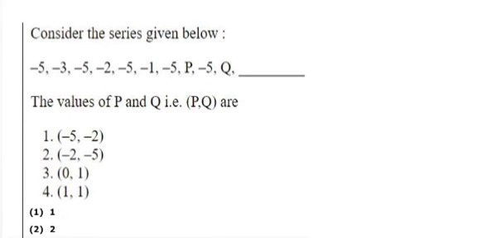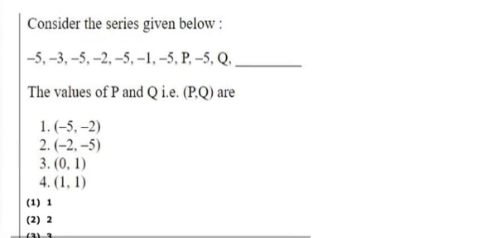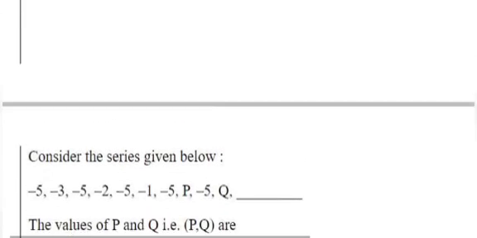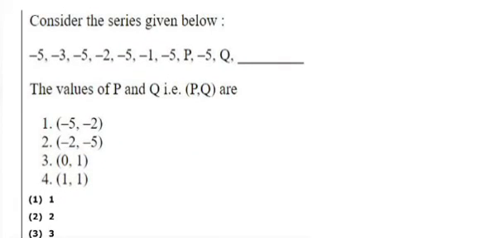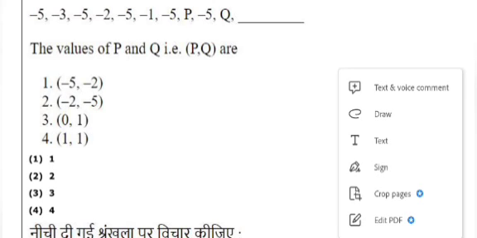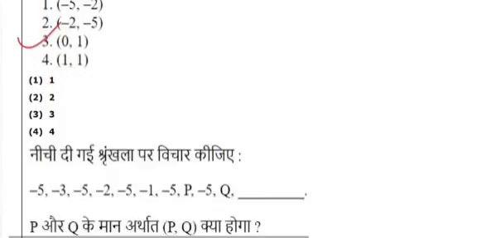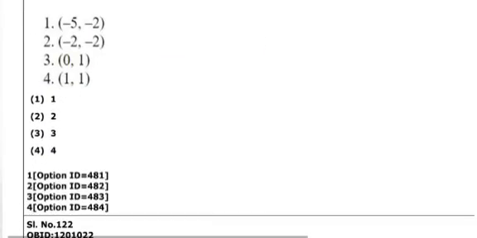Next, 21 is related to mathematical ability. So consider the series given below: -5, -3, -5, -2, -5, -1, -5, P, -5, Q, then what? The values of P and Q are what? Options: -5, -2, -2, -5, 0, 1, 1, 1. What do you think? What will be the correct option for question 21? The correct answer will be number C, that means 0, 1. Okay.